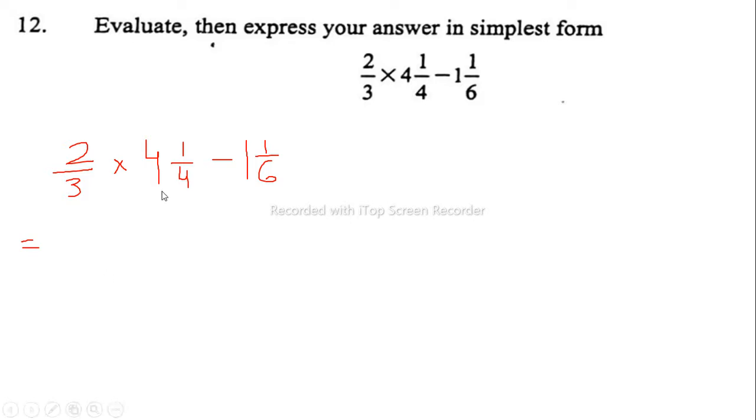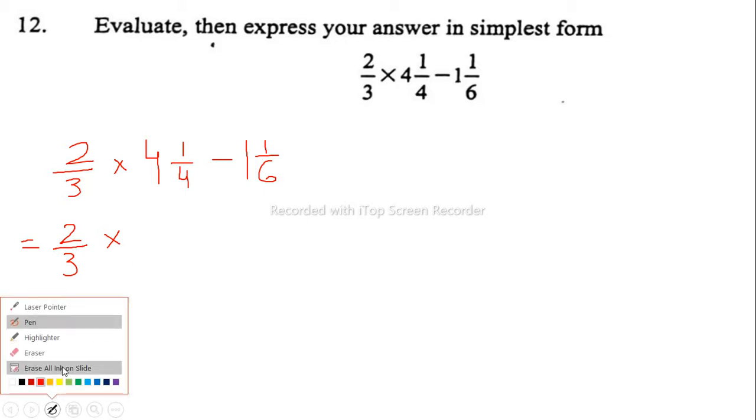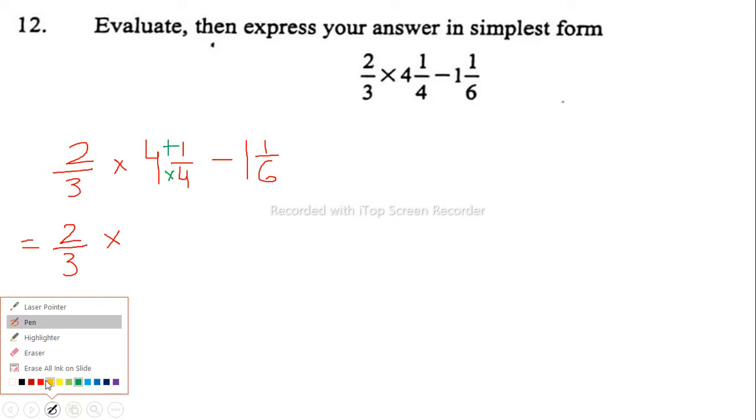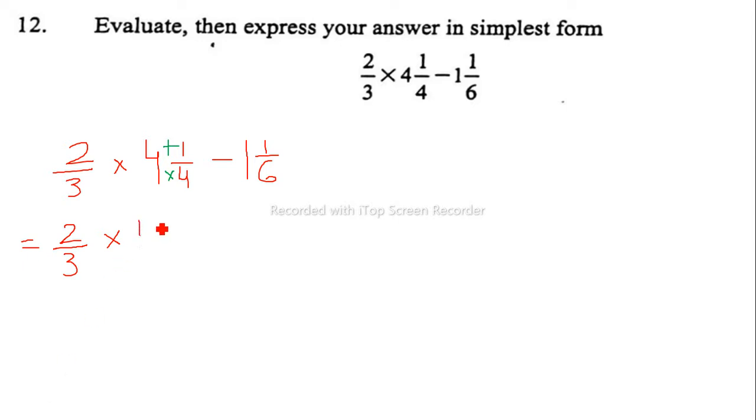Yes, definitely. So we have 4 and 1 over 4, and we want to change that into an improper fraction. We got an answer already, which says 70 over 4, but let's see if that's correct. So 2 over 3 multiplied by 4 times 4. We multiply the 4 and the 4, and then we add 1. So 4 times 4 is 16, plus 1 is 17. So this is 17 over 4.